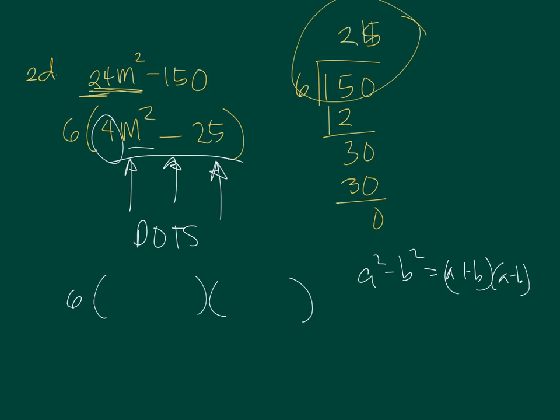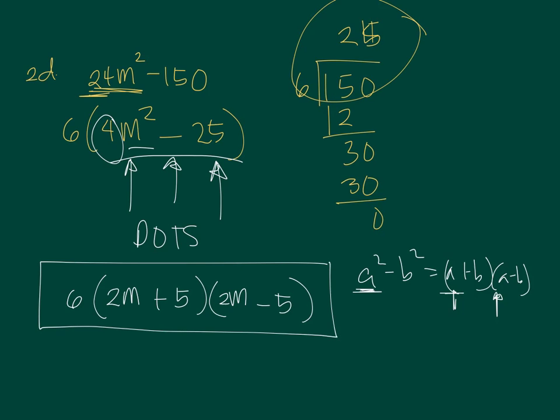So that simply means we get the square root of a squared. The square root of 4m squared is 2m: 2 for the 4 and m for the m squared. So that's 2m and 2m, a and a. And then for b, that's 25, so your b is 5. If b squared is 25, then b is 5. So this is 5 and this is 5, and then you just put the plus and the minus sign. So the factored form of 24m squared minus 150 is 6 times 2m plus 5 and 2m minus 5.